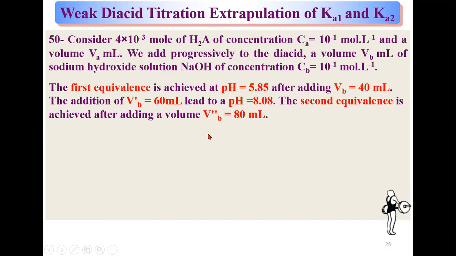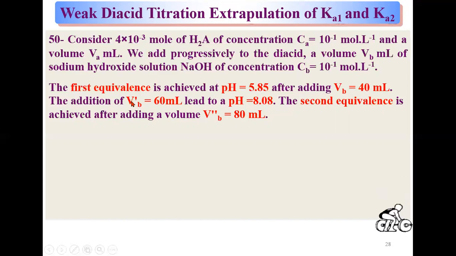Automatically, of course, the volume at second equivalence will be 80, which they didn't really have to tell me. We could have known that the volume at second equivalence is 80 mL. So that's an extra. They gave you that part, but they didn't have to. The addition of Vb prime of 60 mL led to a pH of 8.08. So what is this Vb prime?